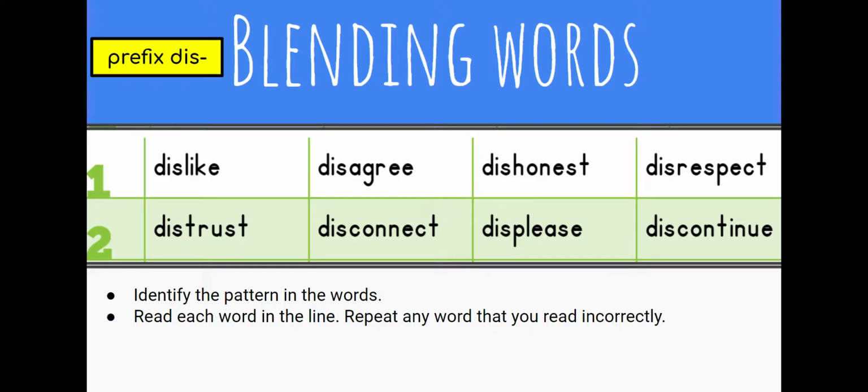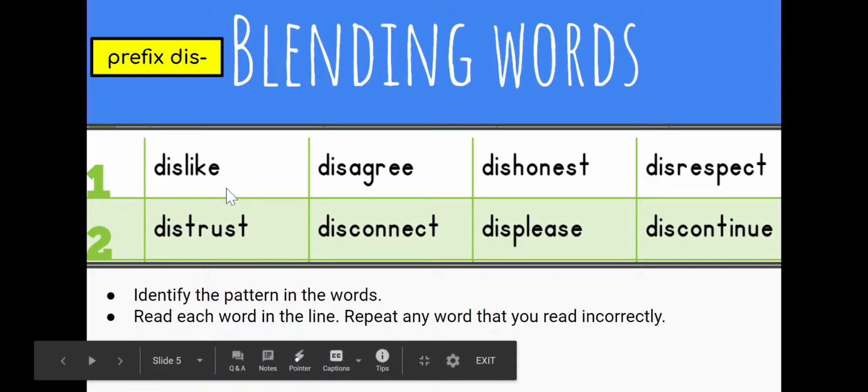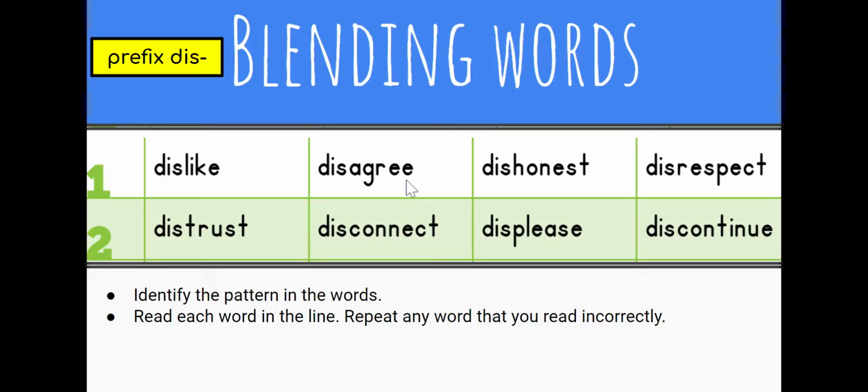Alrighty, Kipsters. Did you see the root word in line 1, like? Line 2, the root word is agree. The root word in word 3 is honest. The root word in the 4th word is respect. Now let's read aloud those 4 words together and then we'll determine their meaning. 1, 2, ready, read. Dislike, disagree, dishonest, disrespect.